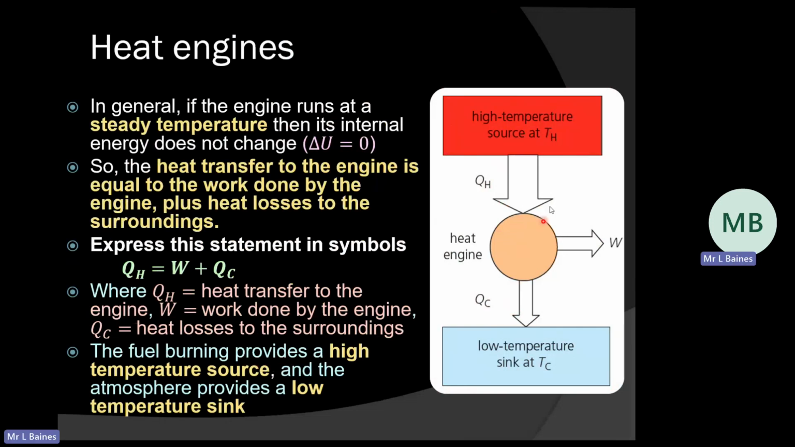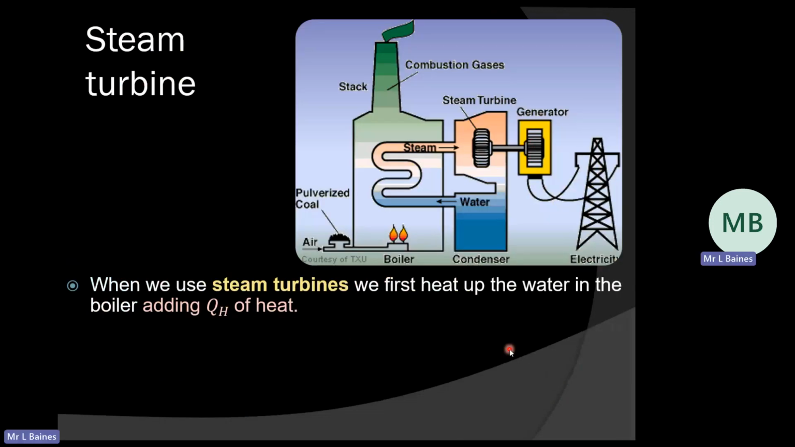Fuel burning provides a high temperature source. So we've got that up at the top, and our atmosphere is that temperature sink. So we're going from petrol or diesel being burnt in the high temperature source, and that heat being released to our energy outside. Next we have a steam turbine.